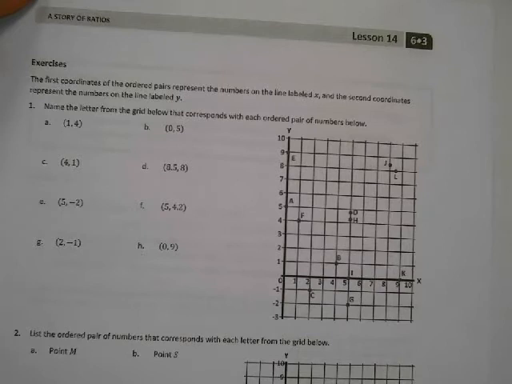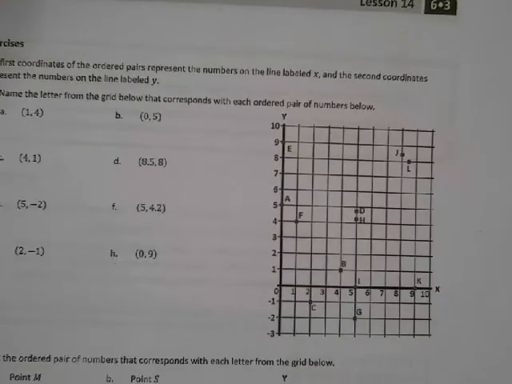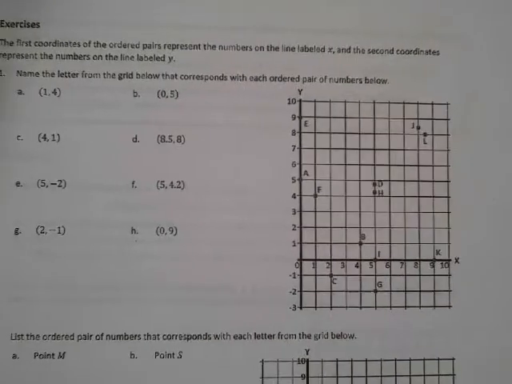In exercise 1, it says the first coordinates of ordered pairs represent numbers on the line labeled x, and the second coordinates represent numbers on the line labeled y. Name the letters from the grid below that correspond with each ordered pair of numbers. So I'm going to try to zoom in on this a little bit.